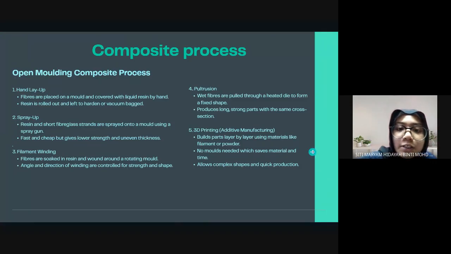The last step is 3D printing, which can build parts layer by layer using materials like filament or powder. No molds needed, which saves material and time. It also allows complex shapes and quick production.